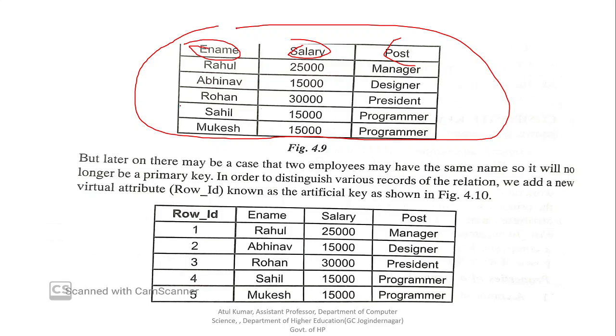So in this case you can create another attribute, that is a row ID, and we have 1, 2, 3, 4, 5 as the values for this row ID that uniquely identify each row. So this row ID can act as an artificial or surrogate key for this relation.